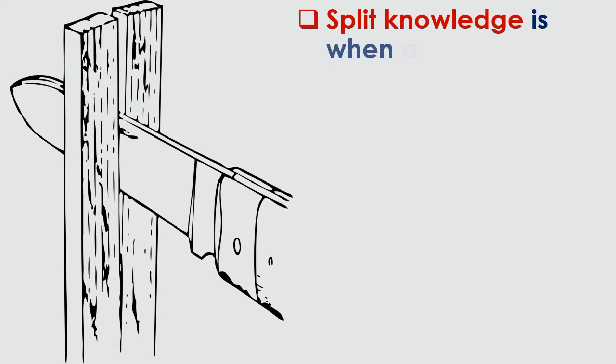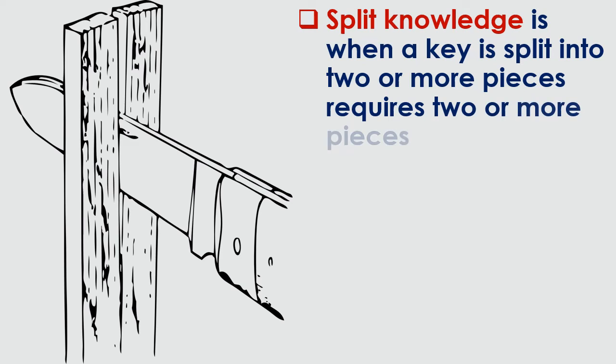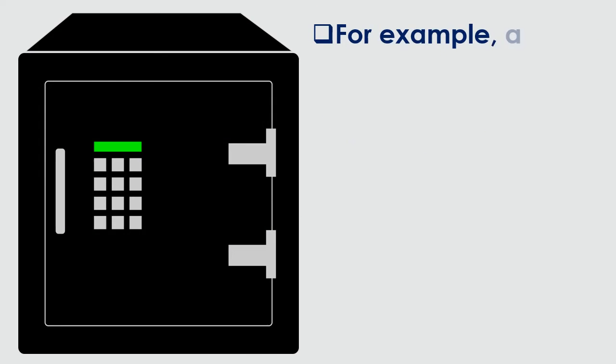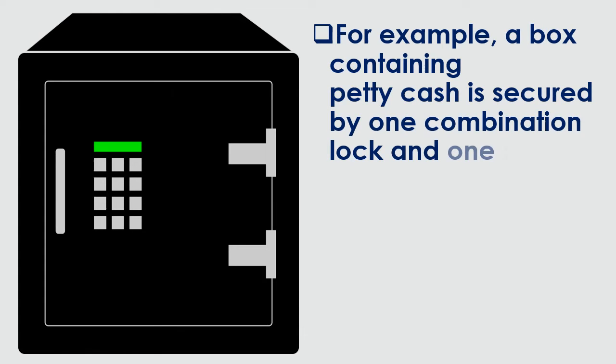Split knowledge is when a key is split into two or more pieces, and two or more pieces must be brought together to decrypt the data. For example, a box containing petty cash is secured by one combination lock and one keyed lock. One employee is given the combination to the combo lock and another employee has possession of the correct key to the keyed lock. In order to get the cash out of the box, both employees must be present at the cash box at the same time. One cannot open the box without the other.